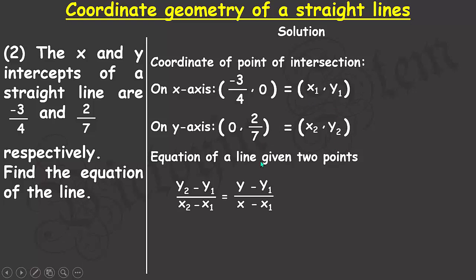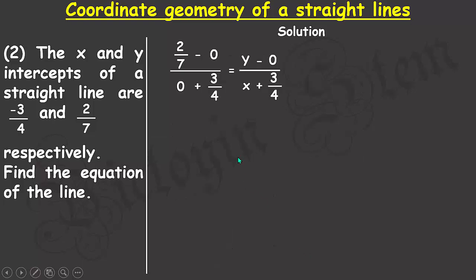So I will substitute the values appropriately. Therefore, my y2 will be 2 divided by 7 minus my y1, which is 0, divided by x2, which is 0, then minus times minus is plus. So it will be plus 3 divided by 4 equals y minus y1, y1 is 0, divided by x minus x1. x1 is minus 3 over 4, but minus times minus is plus.